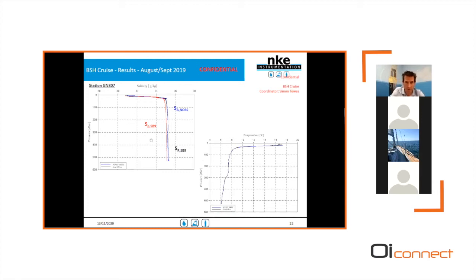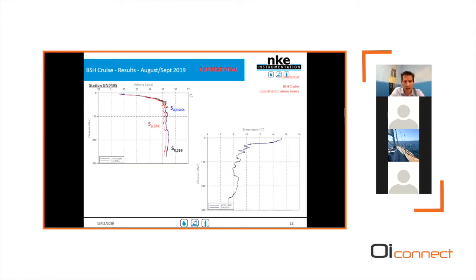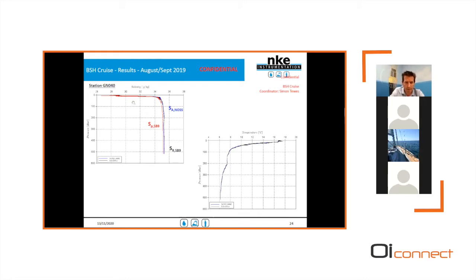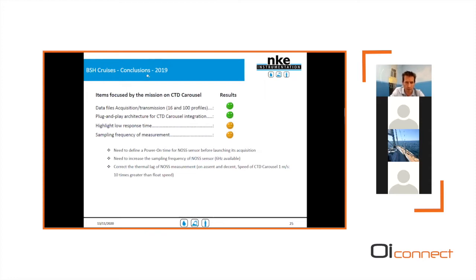Another station example. So with the node sensor compared to the practical salinity of SB9 and reference salinity SB9, we have a very good behavior. Another station here. So we have a very good profile. Another station, GN014. So as we can say on this cruise, we have a very good acquisition of data. We have very good transmission. We have a very good architecture, plug and play for CTD carousel integration.